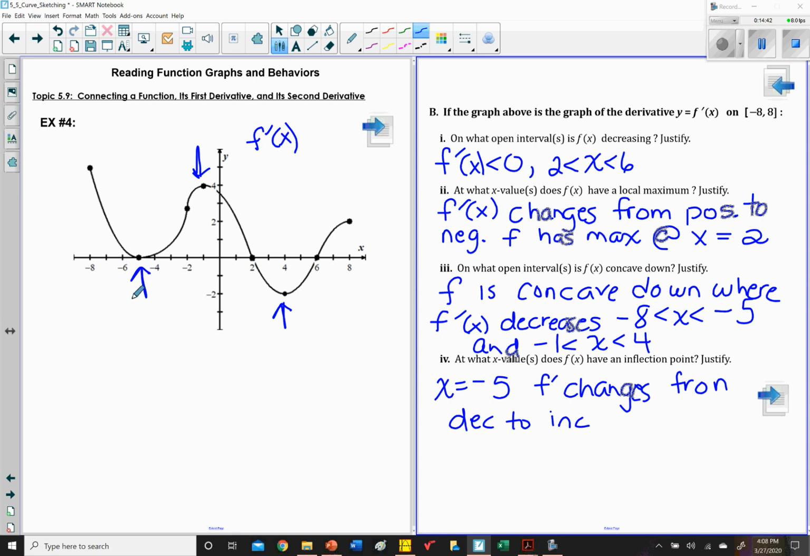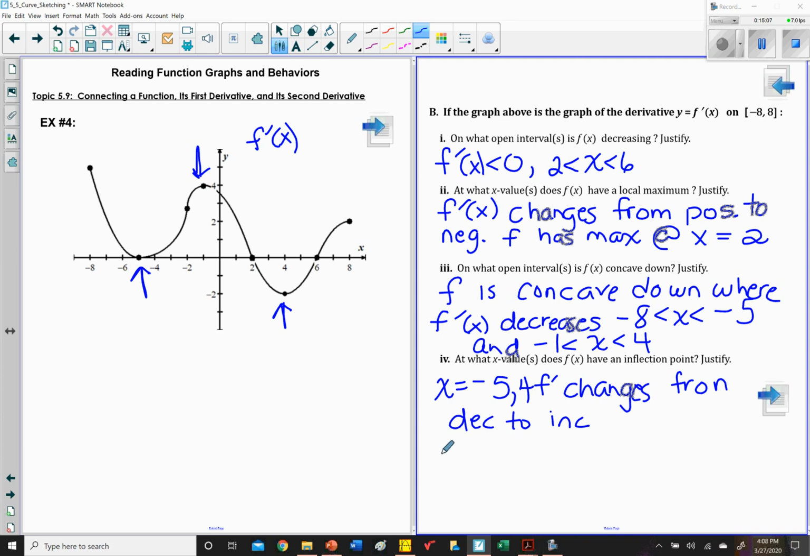So where f prime changes from decreasing to increasing, we're changing from concave down to concave up. Where else does that happen? Here too, right? Decreasing to increasing. So at -5 and +4.